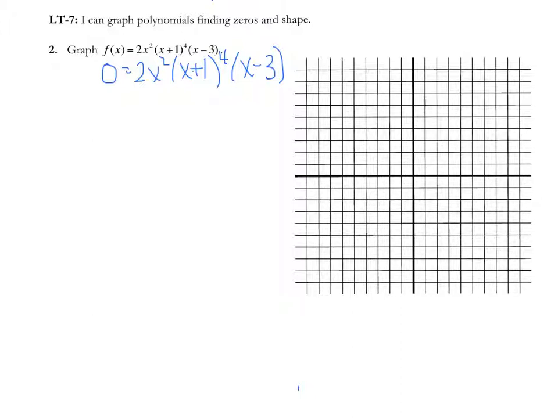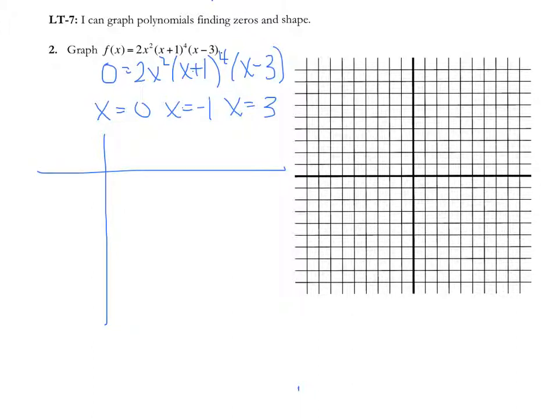So if you need to keep writing out the little equations using the zero product property, that's totally fine. I'm just going to go through this quickly though. So from this factor, this will be 0 when x is 3. This part will be 0 when x is negative 1. And this part will be 0 when x is 0. So our three x-intercepts are going to be 0, negative 1, and 3.